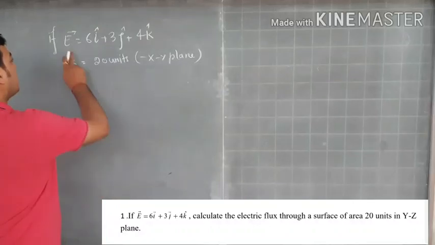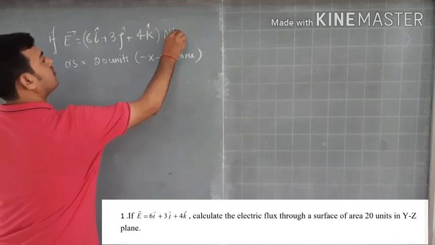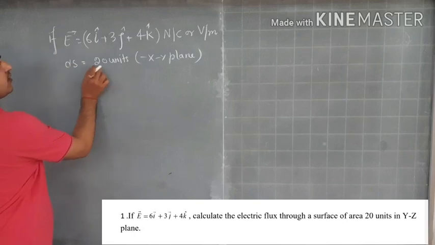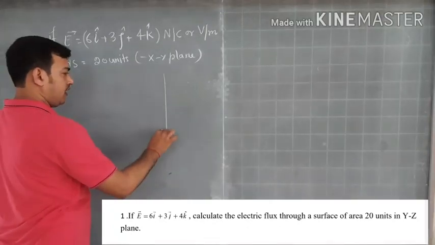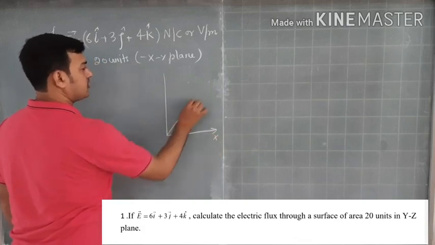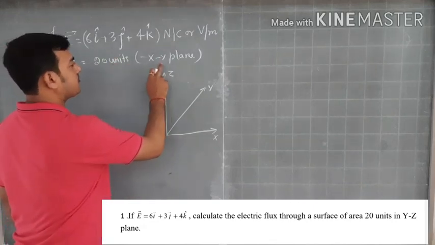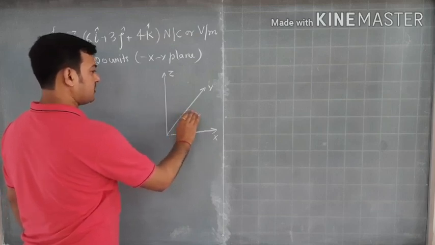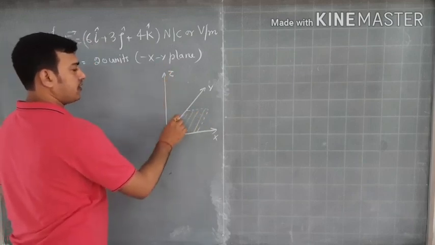As per the question, the electric field in a region is given by this. The unit is Newton per Coulomb, or I can write it as volt per meter, and there is an area of 20 units in the xy plane. So if I draw this, let me take this axis as x, this axis as y, and this axis as z. My area will be in the xy plane, and it will be something like this. This is my area in the xy plane.